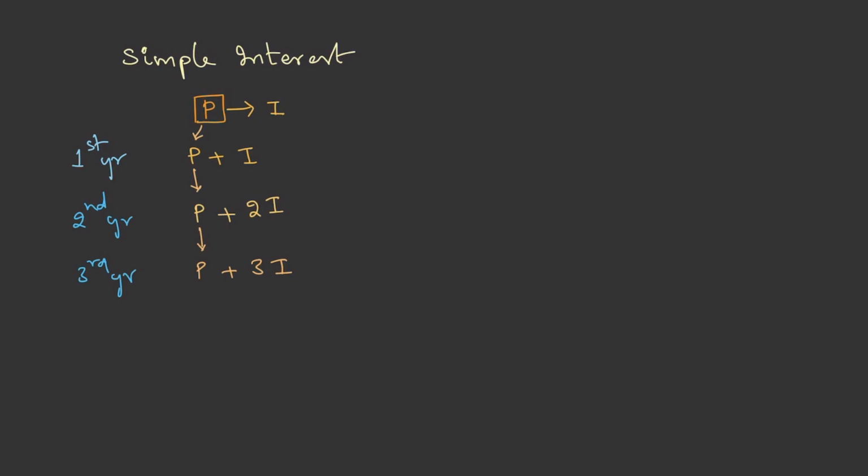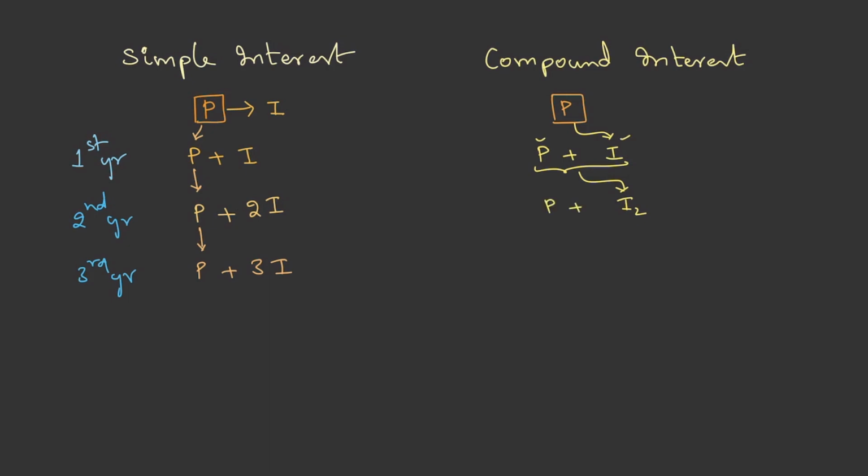Unlike this, in compound interest, when we take a certain amount as principal, after the first year, it will be principal plus interest based on the first principal. So that is I. But for the second year, the interest will not be I, it will be some I2, that is interest calculated on principal as well as the interest. And for the third year, this will be some I3. So as we proceed, the interest is actually compounded. I hope you are able to make out the difference. Now let's get into the formula.